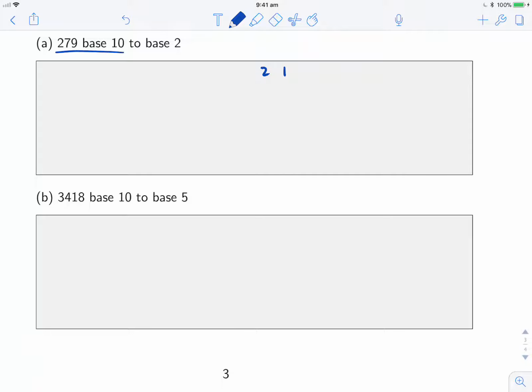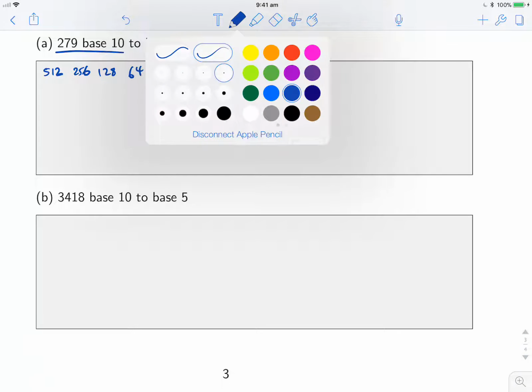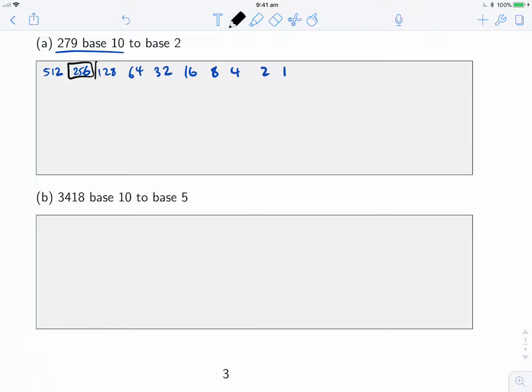So 1s, 2s, 4s, 8s, 16, 32, 64, 128, 256. And that should be large enough because the next one would be 512 and that would be too much. So how can I represent this number using only, think of these kind of like as your currency, each of them represents some kind of amount of money or some dollar bill, and we want to make up that number in basically as efficient a way as we possibly can.